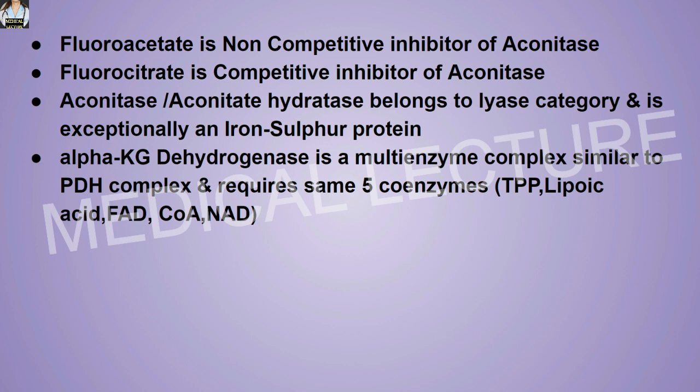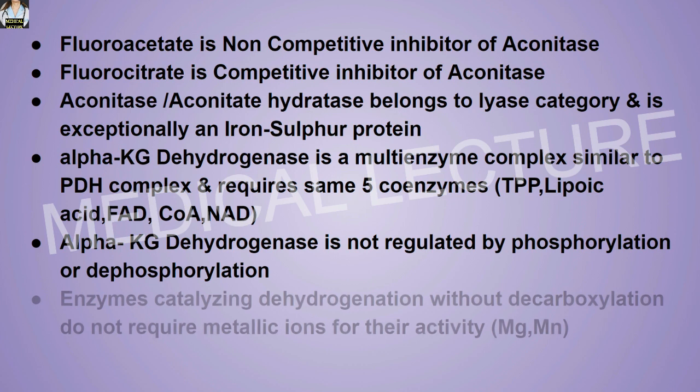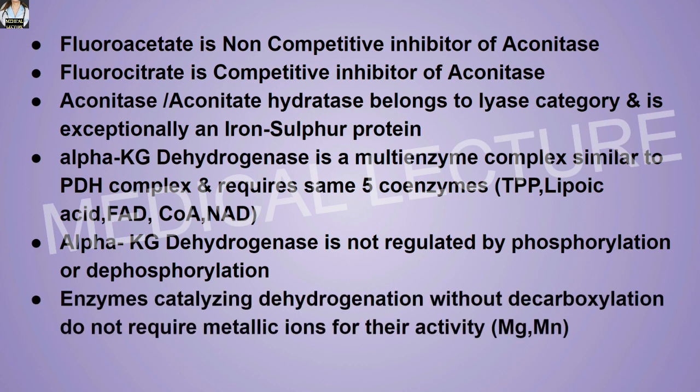Alpha-ketoglutarate dehydrogenase is a multi-enzyme complex similar to the PDH complex, and requires the same 5 coenzymes: thiamine pyrophosphate, lipoic acid, FAD, coenzyme A and NAD. It is not regulated by phosphorylation or dephosphorylation. Enzymes catalyzing dehydrogenation without decarboxylation do not require metallic ions like magnesium or manganese for their activity.